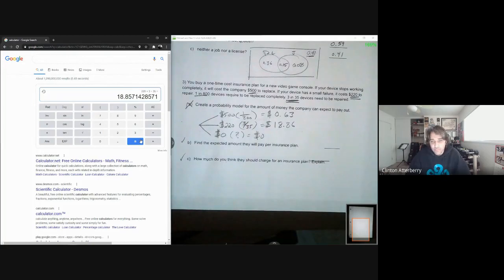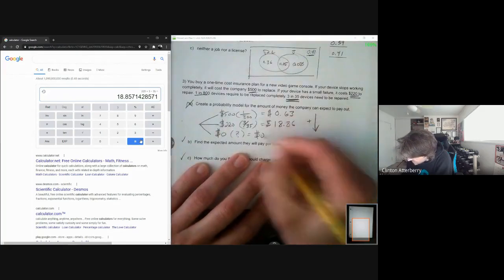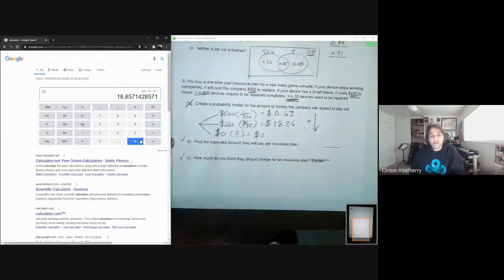So the expected amount they will pay per insurance plan, you have to add those numbers up. This plus this plus this is your average amount, your expected amount for every insurance plan. So 63 cents plus $18.86 gives me a total of $19.49.